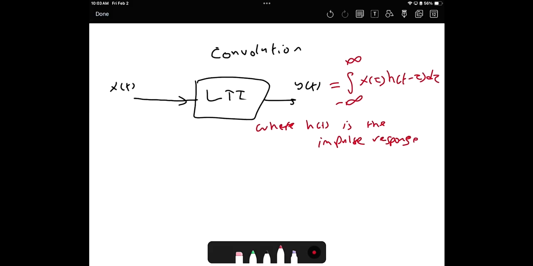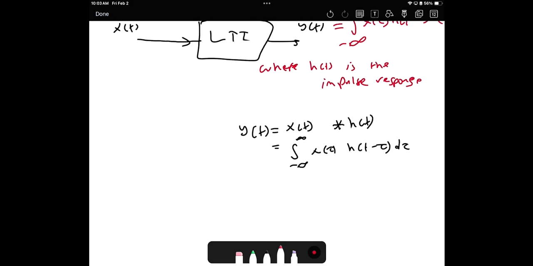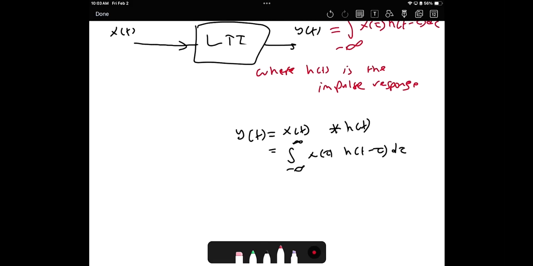Now, we can make a shortcut for this equation, so we can say y of t will be x of t star h of t. This is the same thing as the integral from negative infinity to infinity of x of tau, h of t minus tau, d tau. This is the same. So as a shortcut, we denote it by a star. This is called convolution.